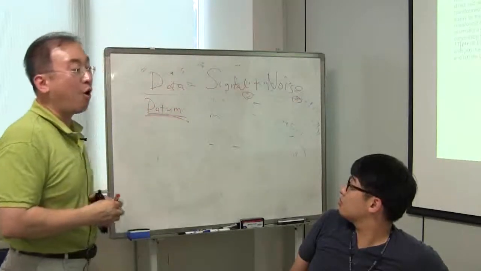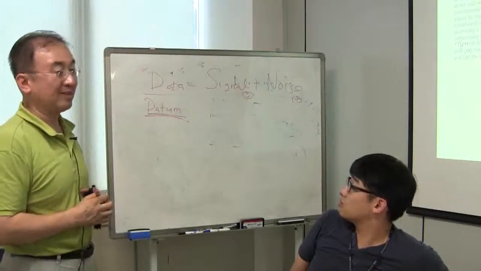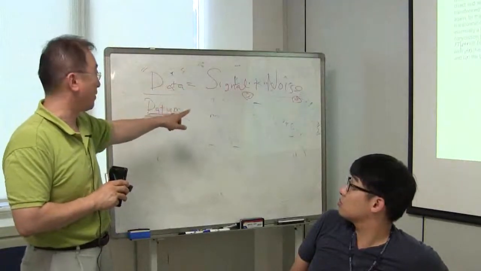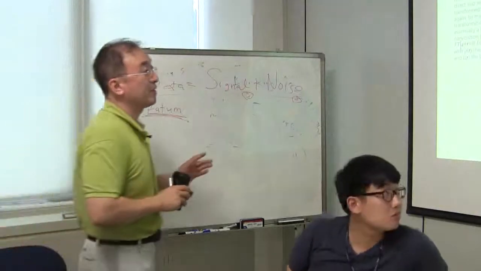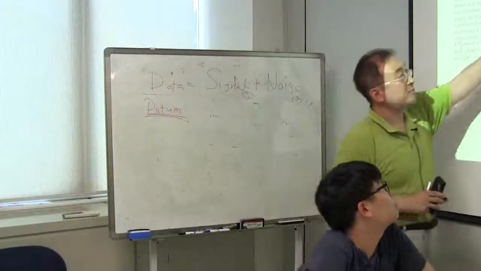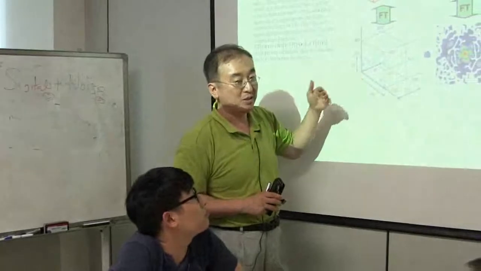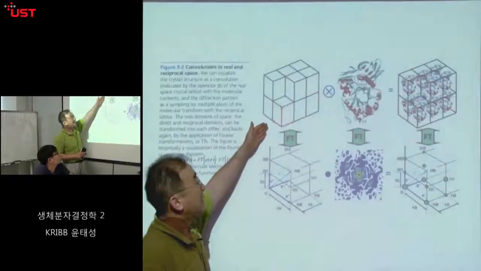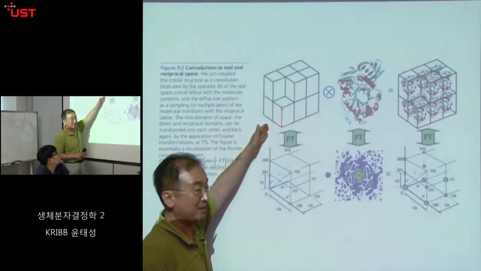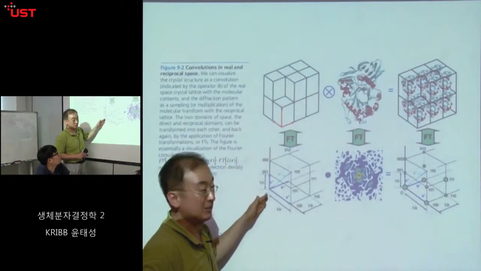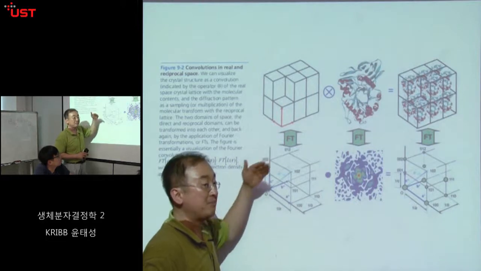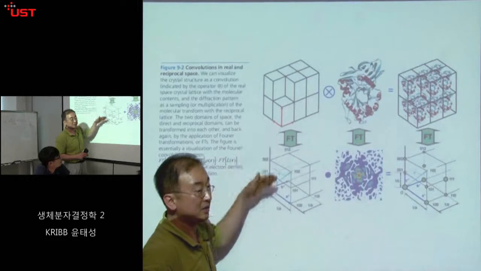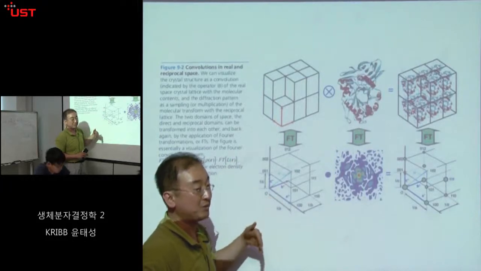Okay? Data on a sampling point, like a grid. So here, real space, reciprocal space. You can make this kind of analogy: data in time domain, data in frequency domain. Time and frequency are reciprocal to each other, like real space and reciprocal space are reciprocal to each other.